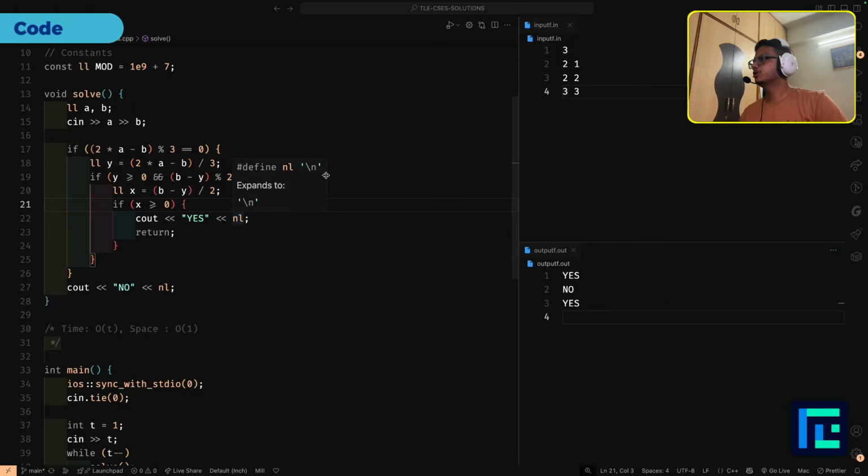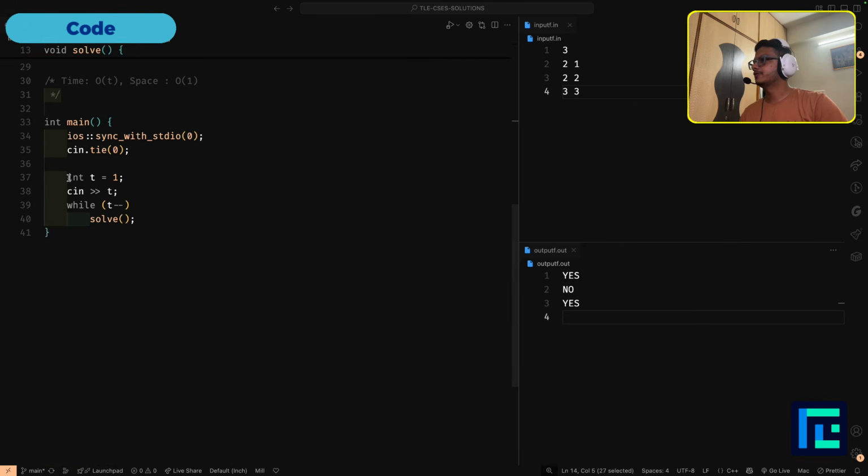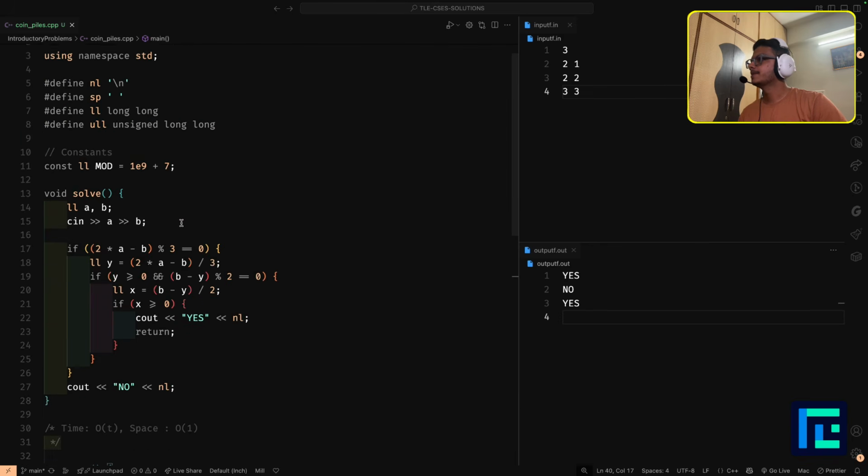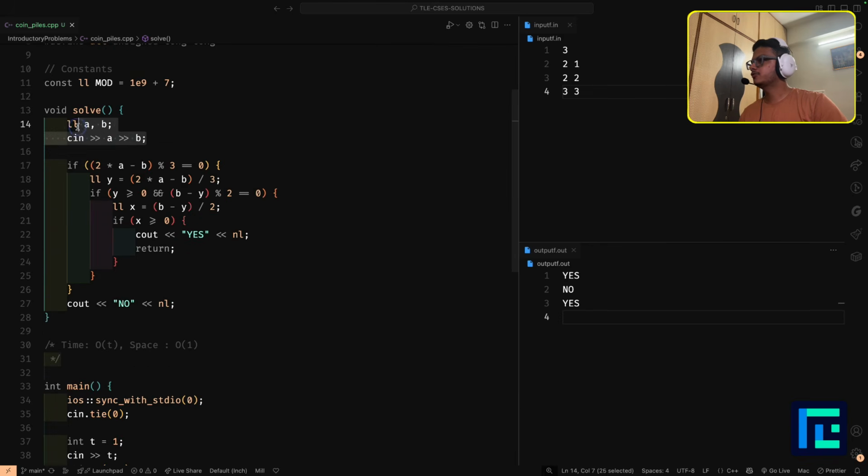Okay, so the code is pretty simple. We take the input for each test case, right? So here is the test case input. For each test case, we are calling the solve function. And the solve function takes the input for a, b. And then, first condition: is 2 times a minus b divisible by 3? If it is divisible by 3, we are going to calculate y. Then y has to be non-negative. If y is non-negative, only then we move ahead.